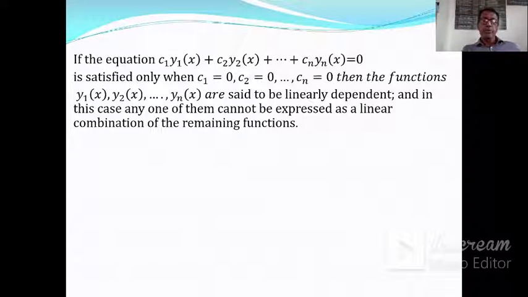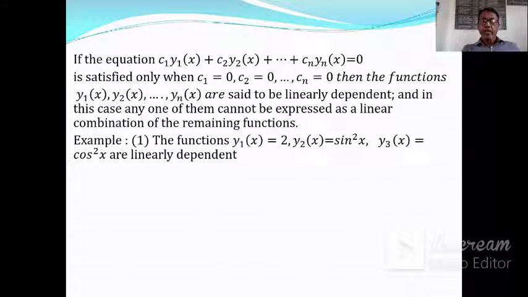If this happens, C1 is 0, C2 is 0, then we call these linearly independent functions. Now see here the examples regarding dependent and independent functions.